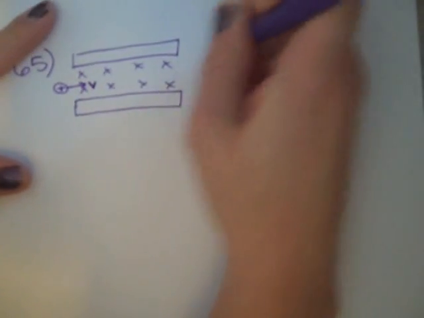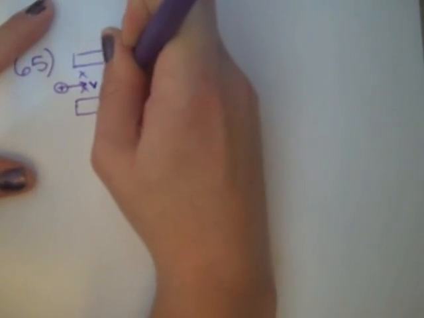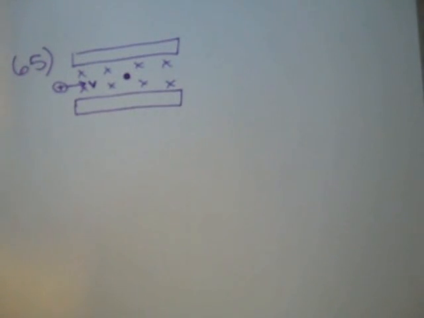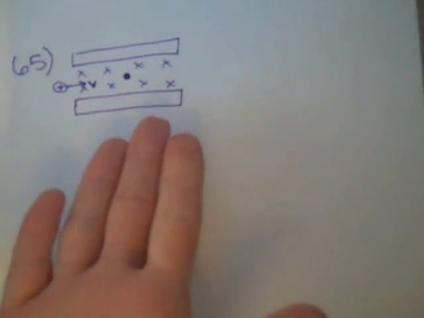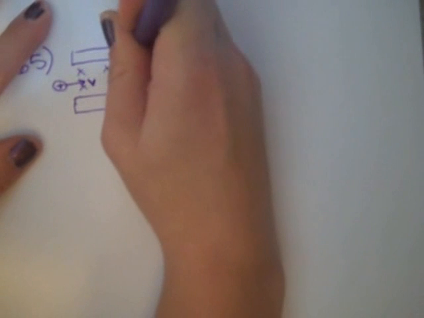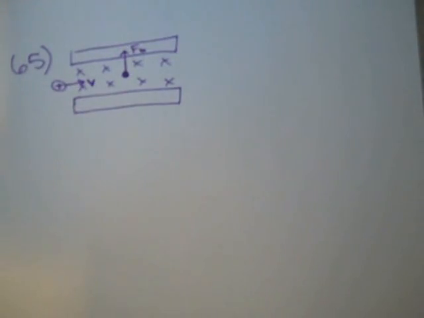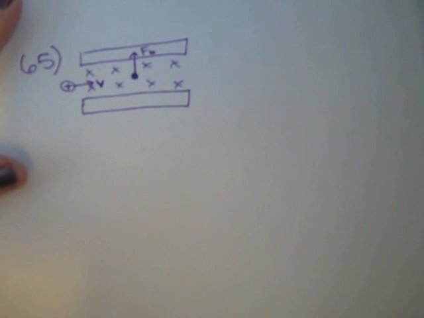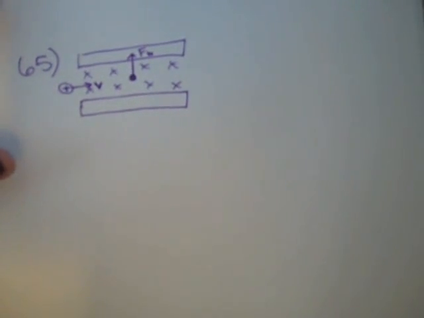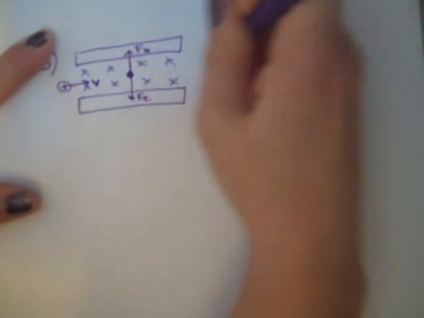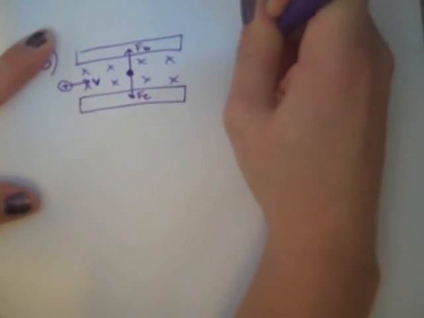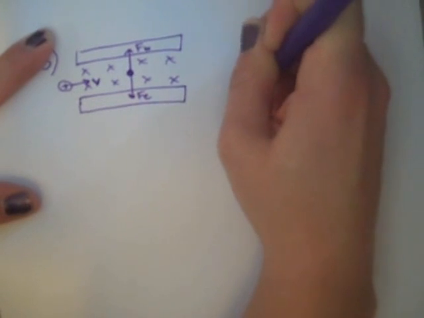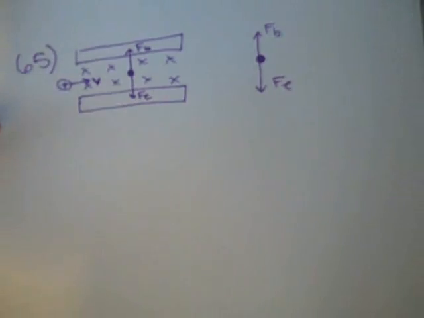If you think about your little particle when it's in between the plates, according to your right-hand rule, if your velocity is going to the right and your magnetic field is going into the page, that means the particle is going to experience a magnetic force going up. That is your force from the magnetic field. If you want it to go straight through, it has to be balanced out by an electric force going down. So you've got FB going up and FE going down.